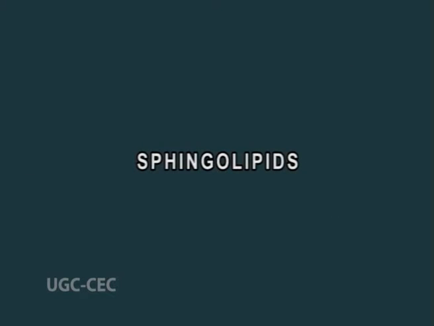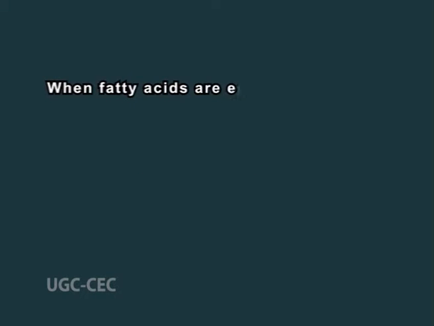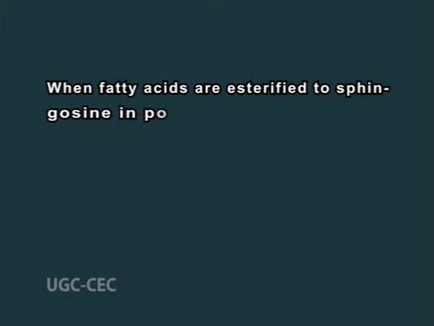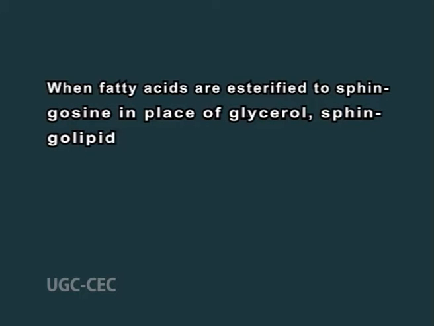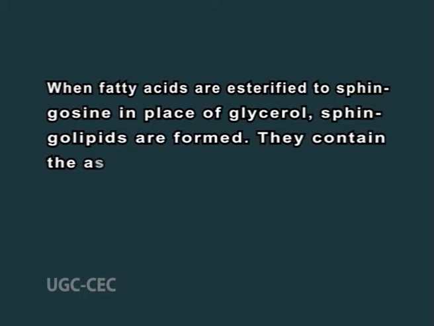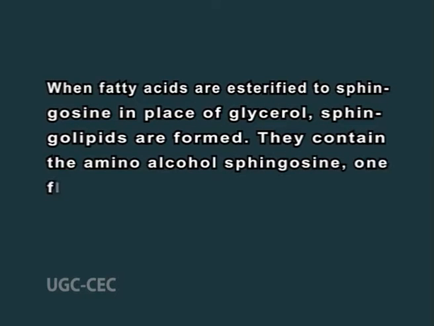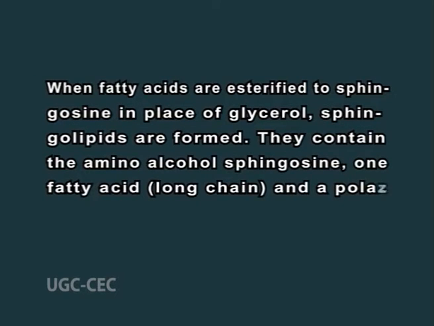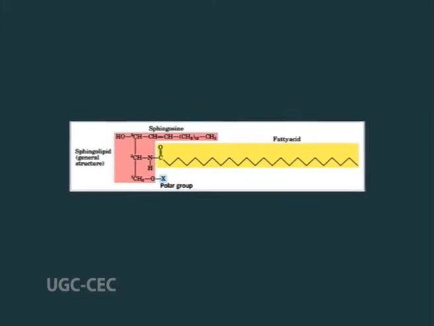Let us now discuss another group of lipids known as sphingolipids. When fatty acids are esterified to sphingosine, a long-chain amino alcohol, in place of glycerol, sphingolipids are formed. They contain the amino alcohol known as sphingosine, one long chain fatty acid, and a polar group, which is either an alcohol or sugar. Structure of sphingolipids. The general structure of a sphingolipid is depicted in the diagram.